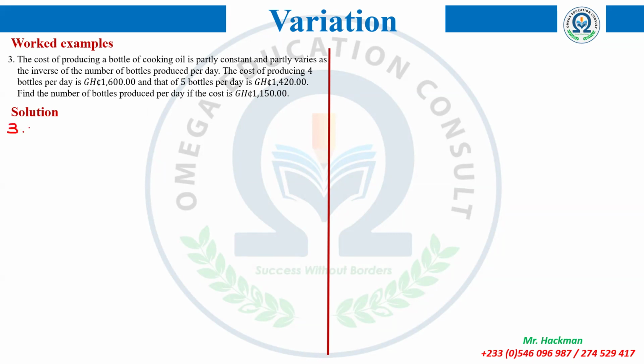So if you don't have further questions, let's look at the solution to this particular question, question number 3. Now, let's see. The cost of producing a bottle of cooking oil is partly constant. So you can see the keyword there. So we should know we are dealing with partial variation. Partly constant and partly varies as the inverse of the number of bottles produced per day.